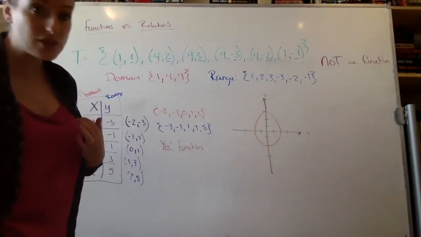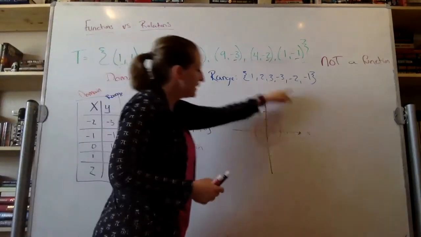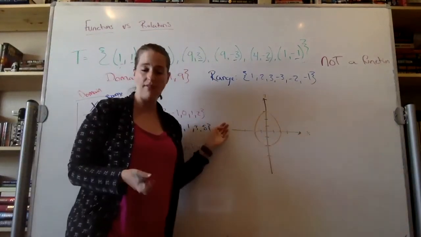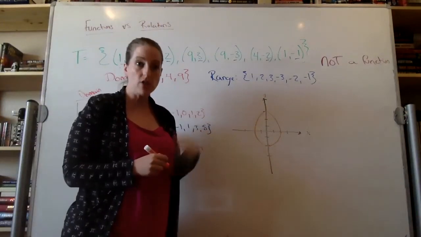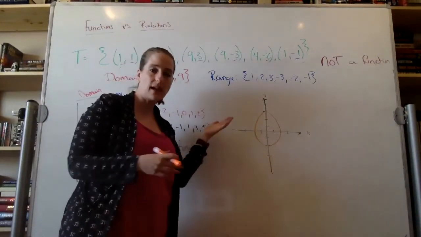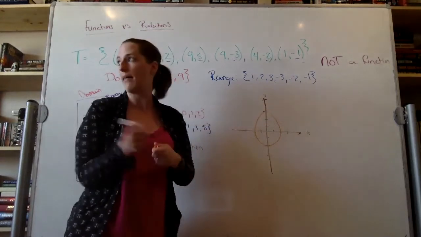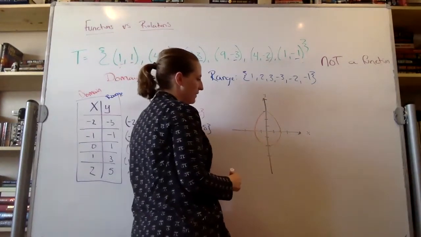All right, here's where it starts to get really fun. This is still a relation. Now this is a graph, right? But it's also a relation. Remember what a relation does. A relation relates two things together, x values and y values for most cases in math. So how is this relating x and y values together?